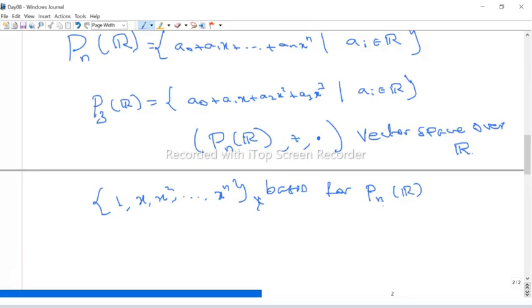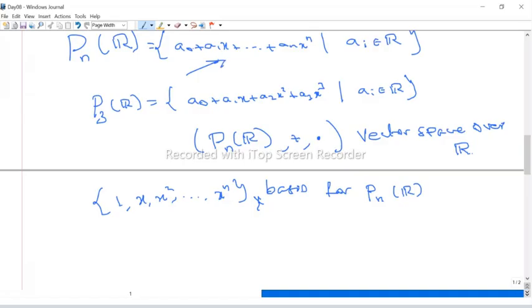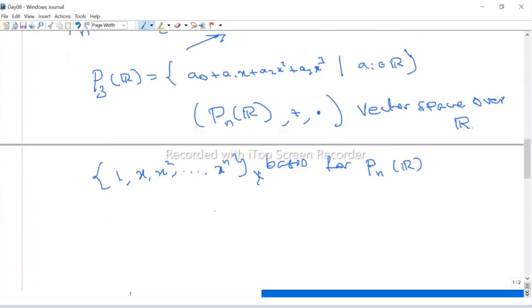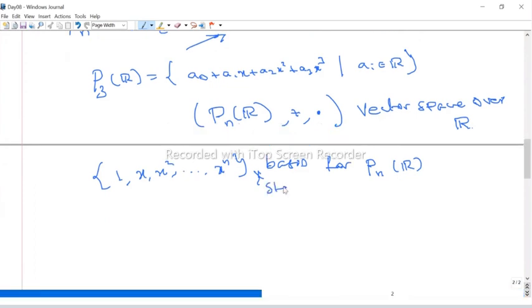So in the vector space Pn of R, if you take any element, we can write a0 into 1, plus a1 into x, and so on. Therefore, using 1, x, x square, up to x power n, we can express any polynomial using these vectors. So this is called a basis, or sometimes a standard basis. This is the standard basis in this vector space Pn of R.